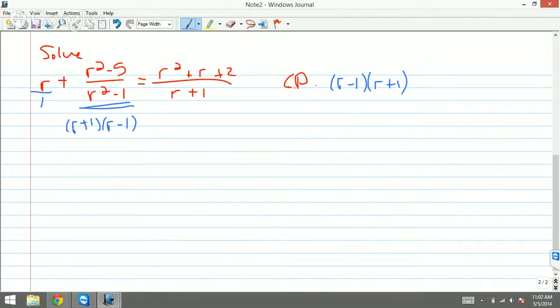Okay, now we're going to do what, Mikey? Multiply each side by? R minus 1. You do not multiply in good. That's two different things.